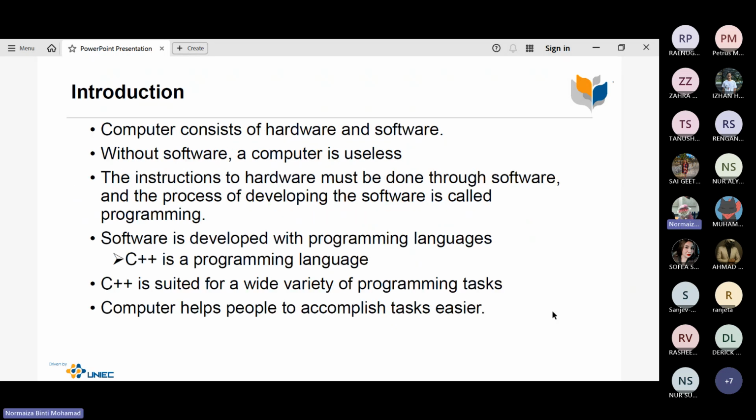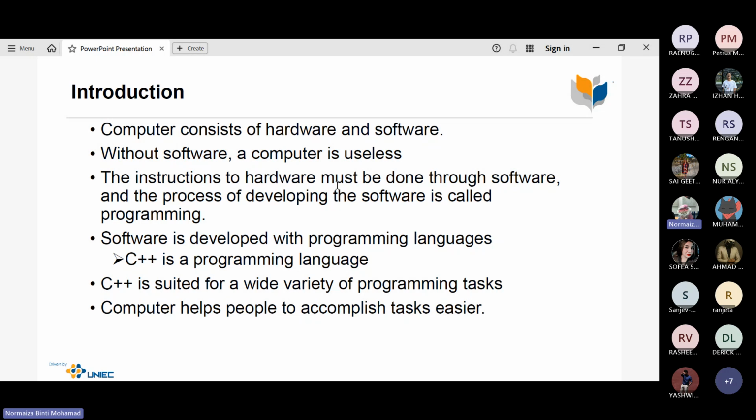This is the very basic one. Computer consists of hardware and software. Without software the computer cannot be used, because software is the brain of the computer. So instruction to hardware must be done through software, and the process of developing the software is called programming. Software is developed with a programming language, and in this class, we're going to use C++.